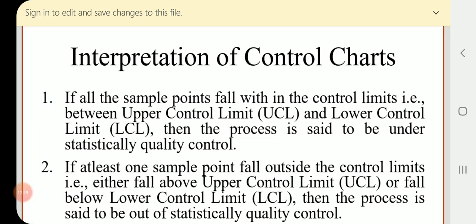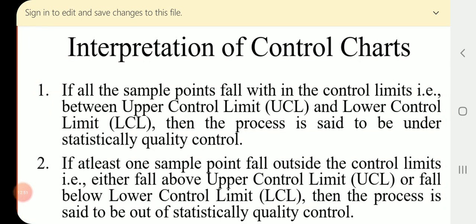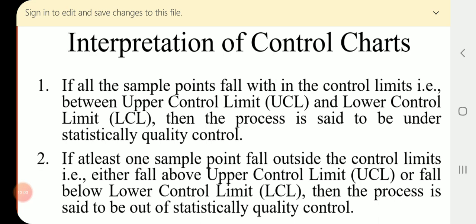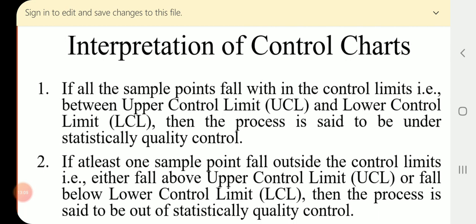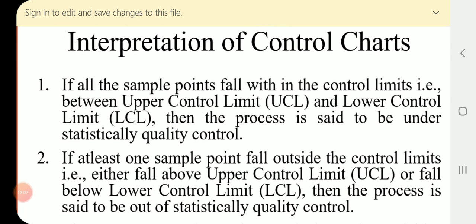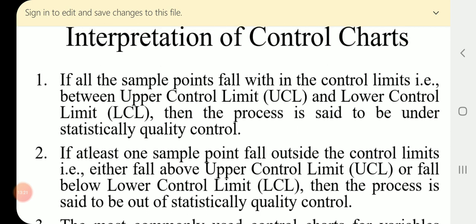If all the sample points fall within the control limits, that is between UCL and LCL, then the process is said to be under statistical quality control. That is the first interpretation. This is a very well known interpretation. Second one: if at least one sample point falls outside the control limits, either above UCL or below LCL, then the process is said to be out of statistical quality control.